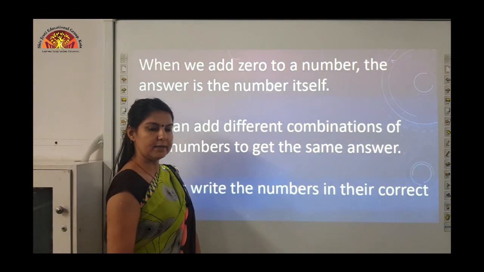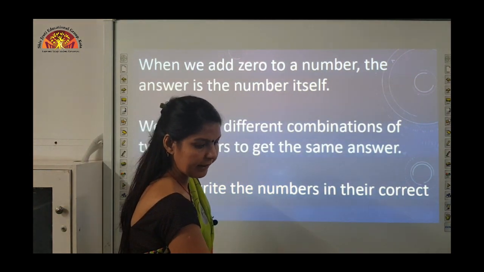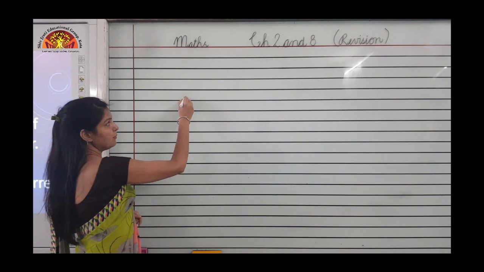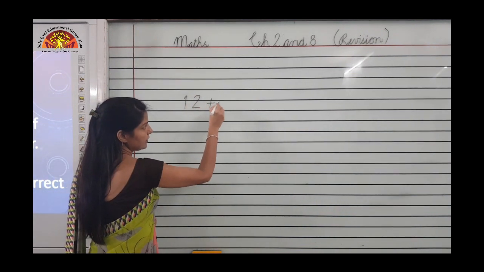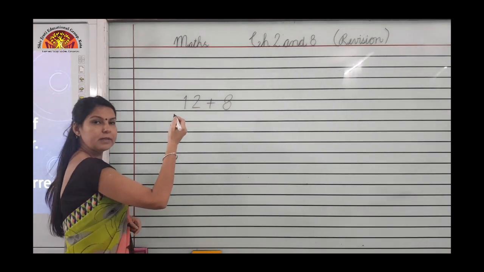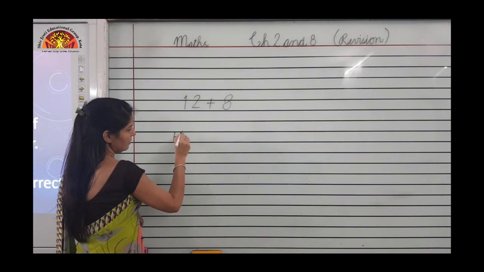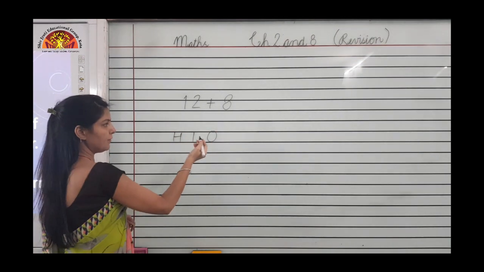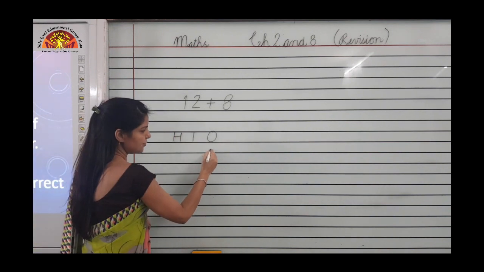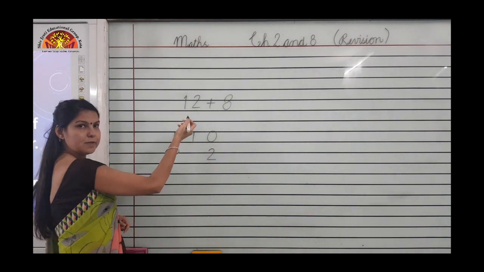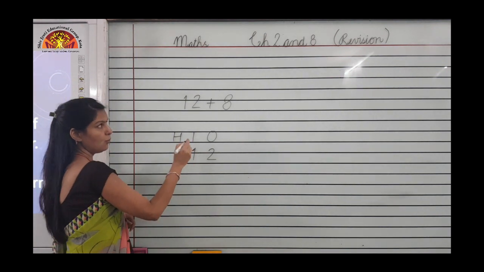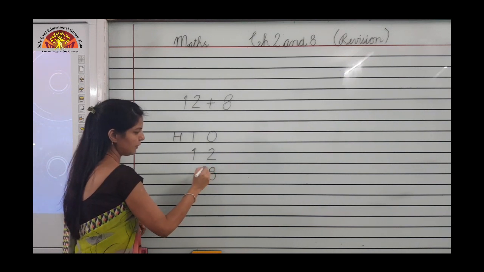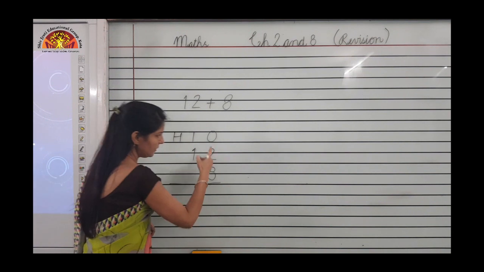The next point is always write the numbers in their correct places. Children, let's see it on the board. How can we write the numbers in their correct places? Suppose children, we are having two numbers 12 and 8. Now we will arrange these numbers in vertical form. So what will we write at the one's place in 12? This is 2, and at the 10's place, this is 1. Now in the second number, here is only 8, this is at the one's place, so we will write it at the ones place.